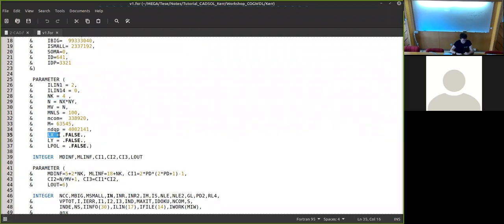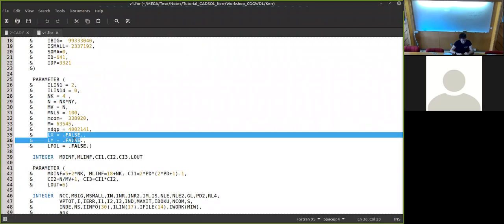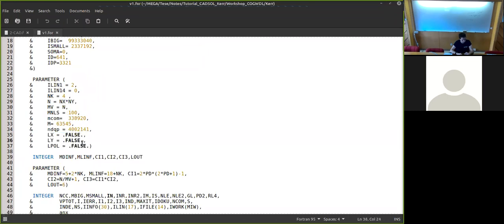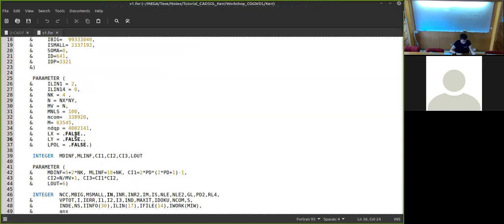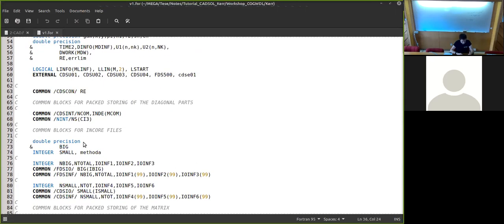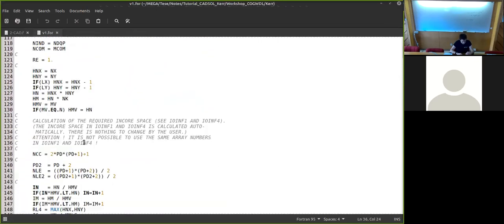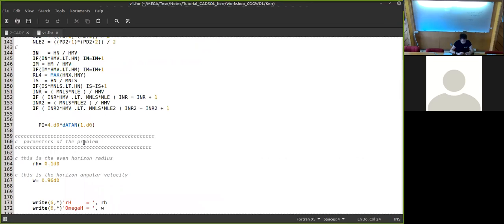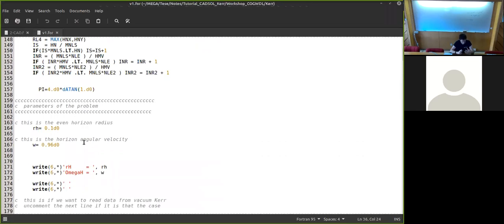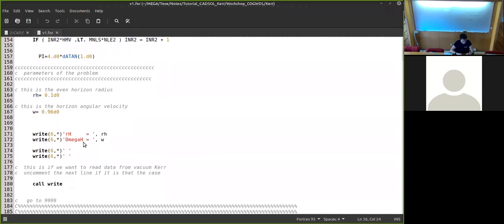Then, for example, this LX, LY, and pole is for whether your boundary conditions are circular, so if they repeat themselves. In this case, they don't, so you put false. Then there is a lot of code for the solver. This has to do with memory and so on. It's not very important here.